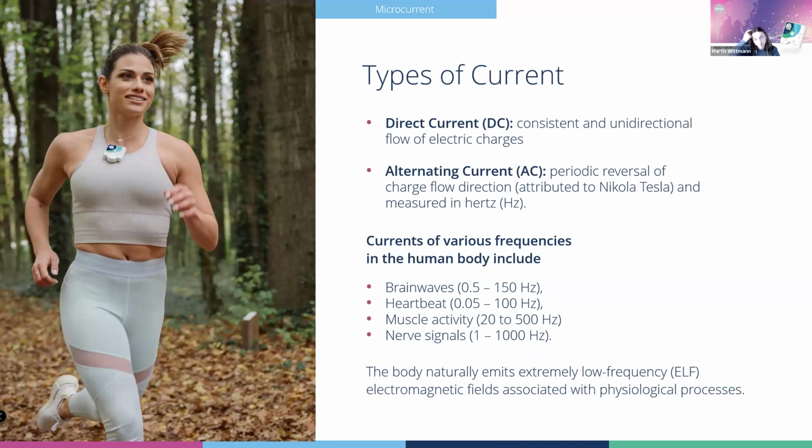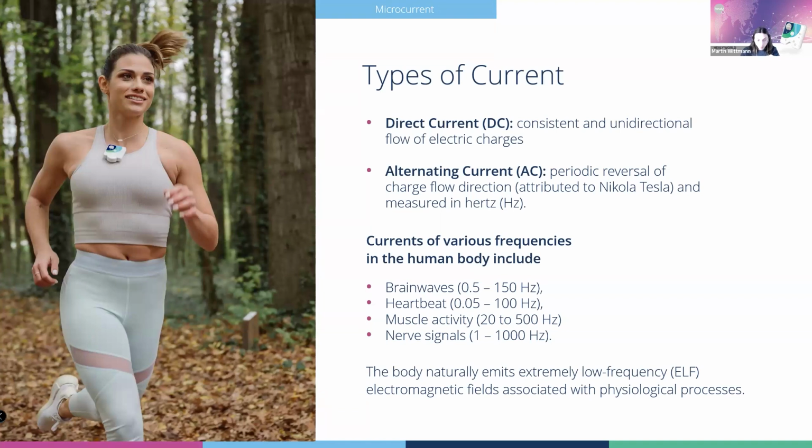So now, what types of current are there? For one thing, of course, we have direct current. This is basically just going in one direction, and it's a consistent unidirectional flow of electrical charges. Then we have alternating current, which we mainly use, and that's a periodical reversal of charge flow direction, which means it goes in one direction, goes in the other direction. And this way, you also have not so much, let's say, stress on the body as you could have with direct current. And you measure it in hertz.